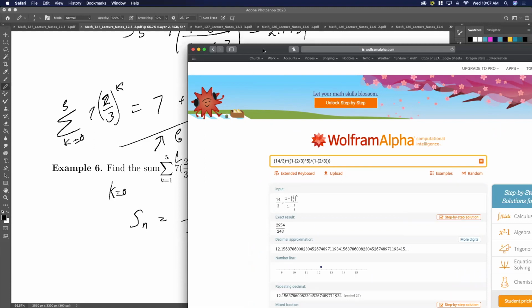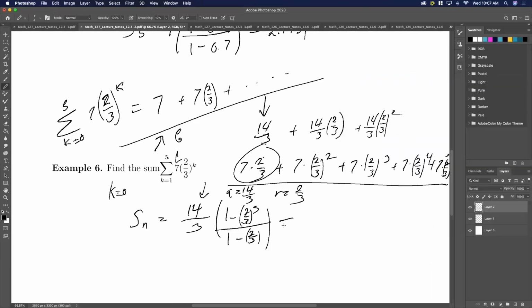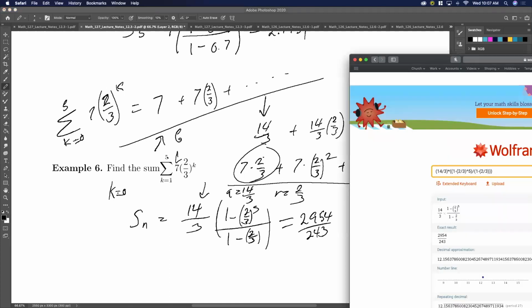And so once we have that, what do we have here? 2,054 over 243. I think I said that number wrong, but I might have written it right. 2,054 over 243. Okay.